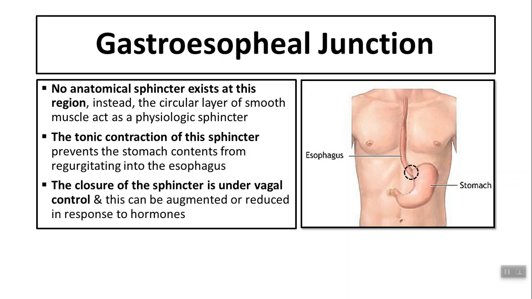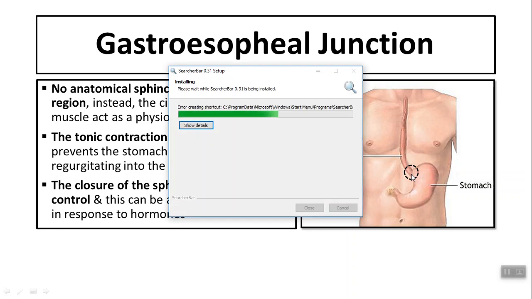How is this sphincter controlled? The closure of the sphincter is under vagal control. It is innervated by the vagus nerves. We have two vagal nerves here that control the closure of the sphincter, and this can be augmented or reduced in response to hormones. Also, the special GI tract hormones will affect the function of this sphincter.